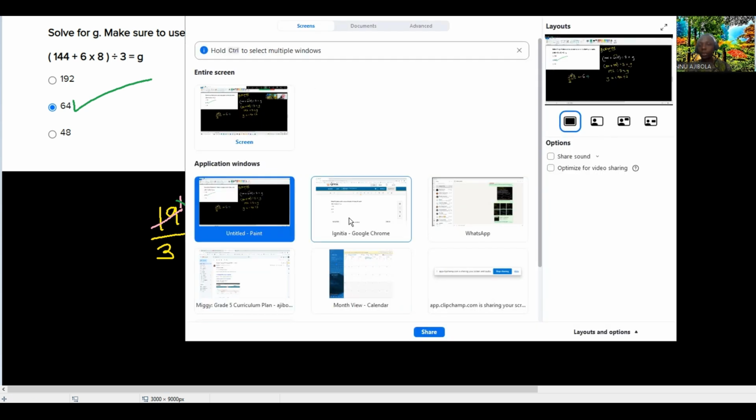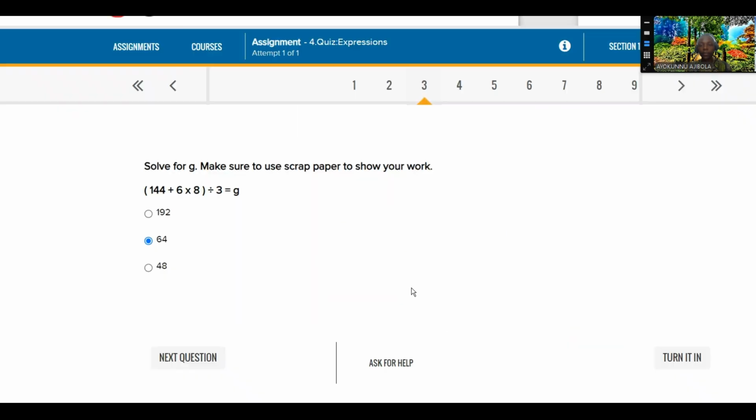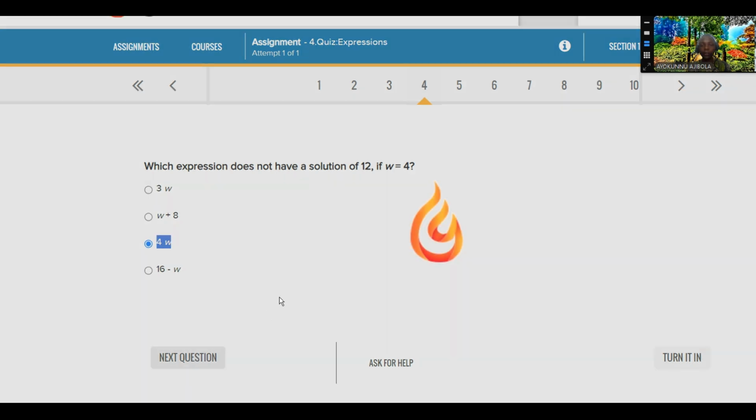Yes. Good. So then we go back to the next page, which is the next question that we solved. It says, which expression does not have a solution of 12? If we try to put w equal to 4, 3 times 4 gives us 12. So this has a solution of 12. If we put 4 here as w, 4 plus 8 is 12. And if we put 4 here as w, 16 minus 4 is 12. Only 4 times 4 gives us 16, which is not 12.